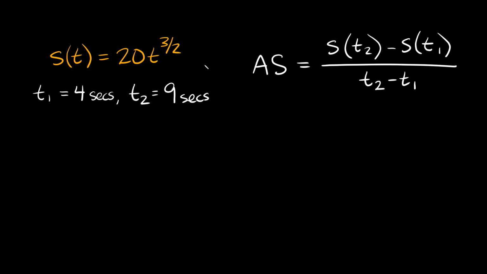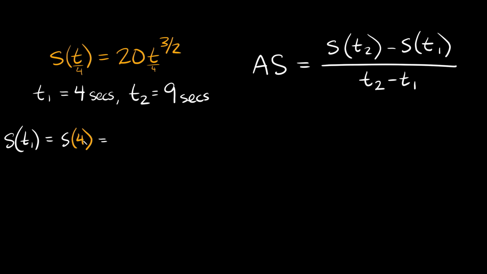For this problem, the first thing that we have to do to find the average speed is simply find s of t sub 2 and s of t sub 1. Let's first start with s of t sub 1. Now, what is t sub 1 in our problem? Well, here it tells us that it's 4 seconds, so we're going to plug in the 4 right here for t sub 1. So we're going to have s of 4. What we're doing here is plugging a 4 into the function. Wherever we have a t, we're going to plug in a 4. In the function, we only have a single t, just this one right here, so we're just going to plug in a 4 right there for t.